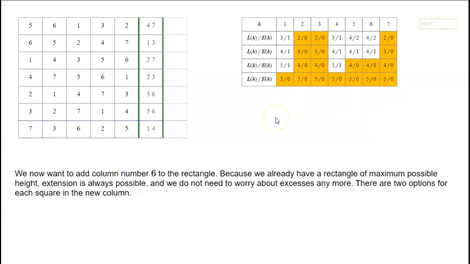Okay. And remember, we had this theorem that if you had a Latin rectangle of maximum height, it's always possible to extend it to a Latin square. We don't need to keep track of the excesses anymore. Okay, so we write in this column, we've written all the possibilities. So here we've used 1, 2, 3, 5, 6. So 4 and 7 still left over to go here. Here we've used 2, 4, 5, 6, 7. 1 and 3 are left over, and so on. In each of these boxes here, we've got 2 possibilities.